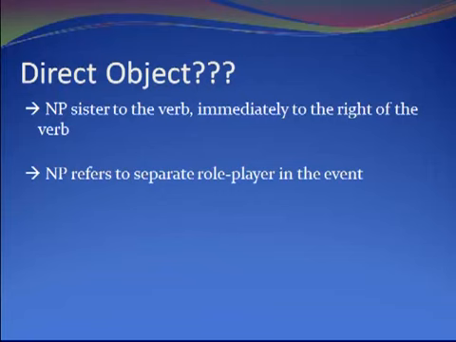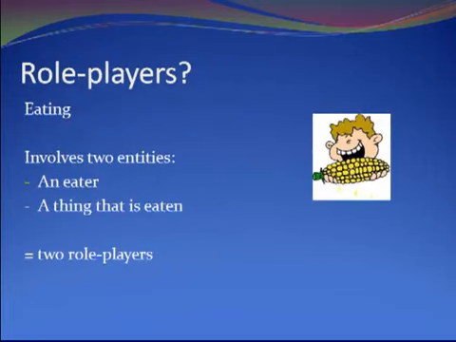Now, we have to learn an extra characteristic of direct objects, because that's going to be important in this topic of types of main verbs. The second characteristic of direct objects is that the noun phrase, the direct object, refers to a separate role player in an event, the event expressed by the verb. Okay, what's a role player? Well, it's the entity that's involved in an event or an activity.